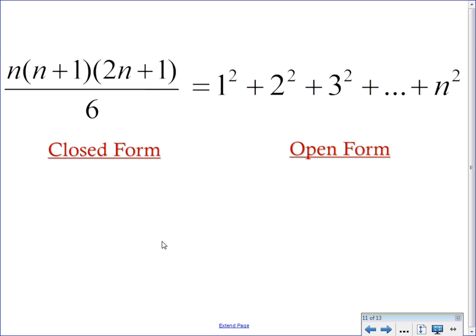Okay. Here I have this. You recognize this, right? Okay, this is the shortcut for adding up k squared from 1 to n, which is what I have written over here. 1 squared plus 2 squared plus 3 squared. This is just correct? Okay. This is what we call closed form. This is what we call open form.